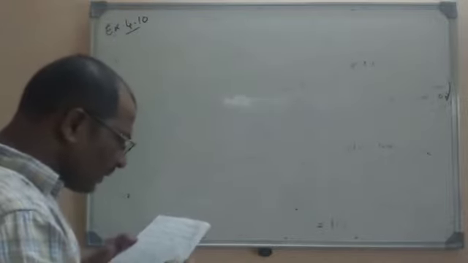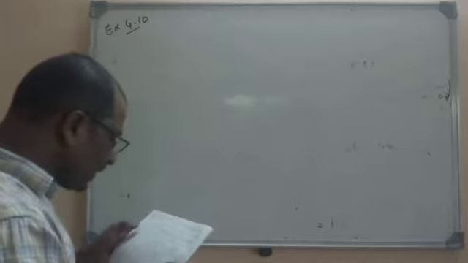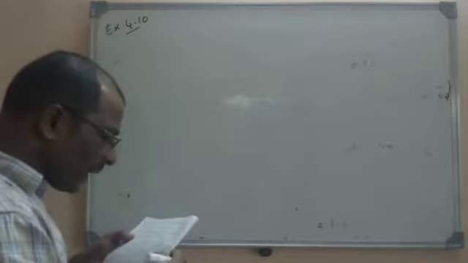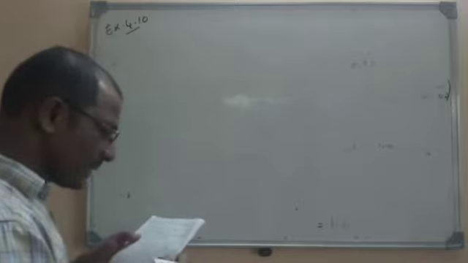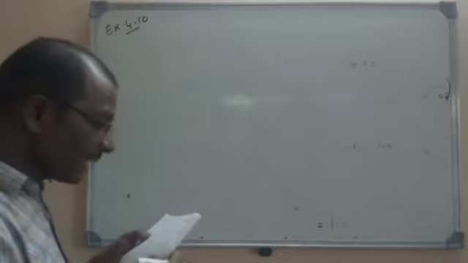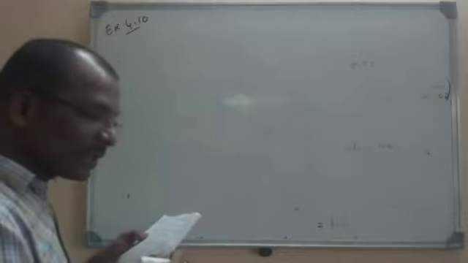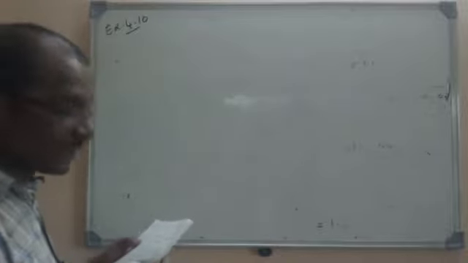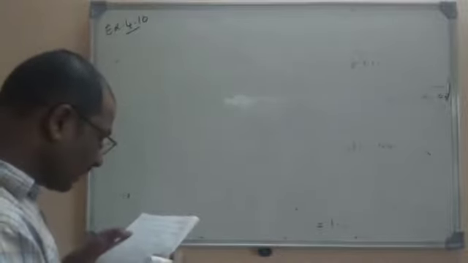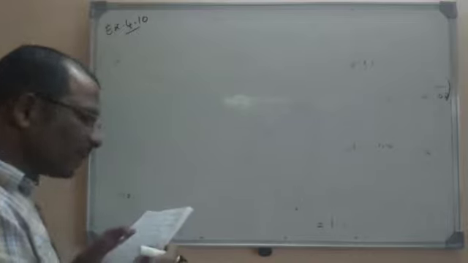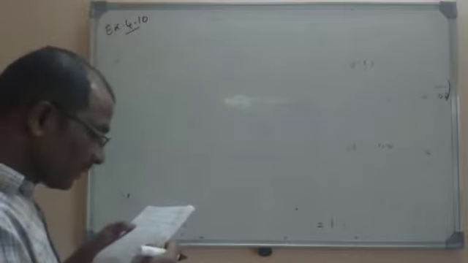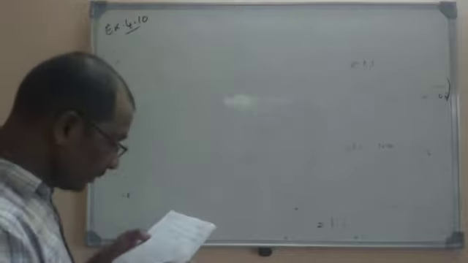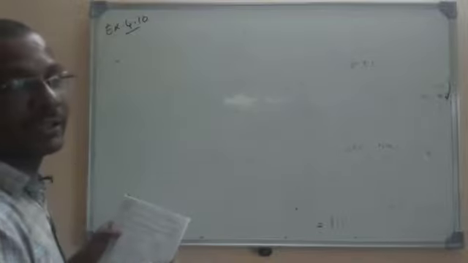In a first order reaction, the rate constant for the decomposition of ethyl iodide, C2H5I giving rise to C2H4 plus HI. C2H5I, ethyl iodide, is decomposing to give C2H4, ethylene, plus HI. It's a first order reaction. At 600 Kelvin, the rate constant is 1.60 into 10 power minus 5 second inverse. Its energy of activation is 209 kilojoules per mole. Calculate the rate constant at 700 Kelvin.